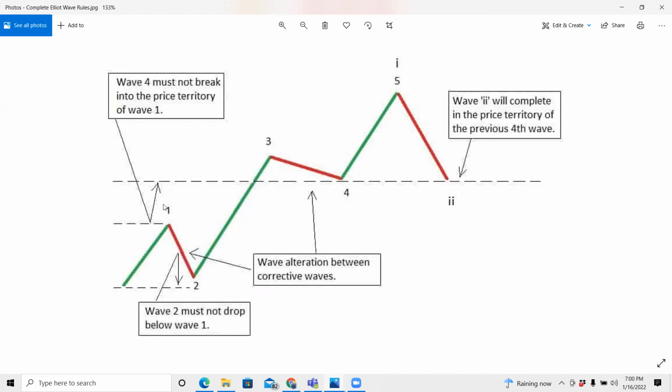Those are the corrections. So one more time, we have wave 1 is up, okay? Wave 2 comes down, must not drop below wave 1. That is a very important rule because if it drops below here, that is not an Elliott wave. Then we have the next one, which is going to be the 3, and then we have 4. Now note, wave 4 must not break into price territory of wave 1, which means this is wave 1's territory over here. It cannot come below here. Then we have 5, and then we go into the ABC correction. Like I said, we'll go through the ABC corrections a little bit later.